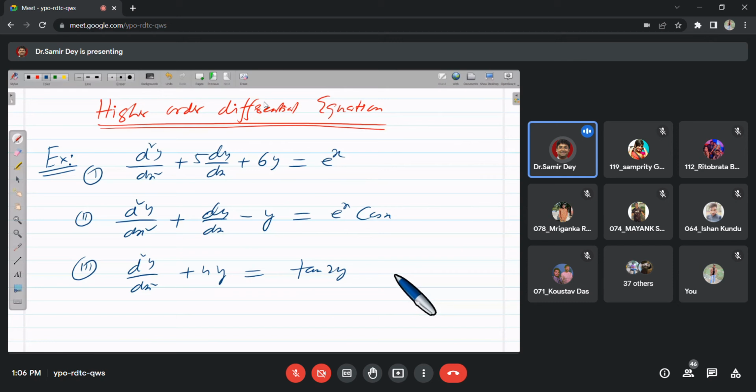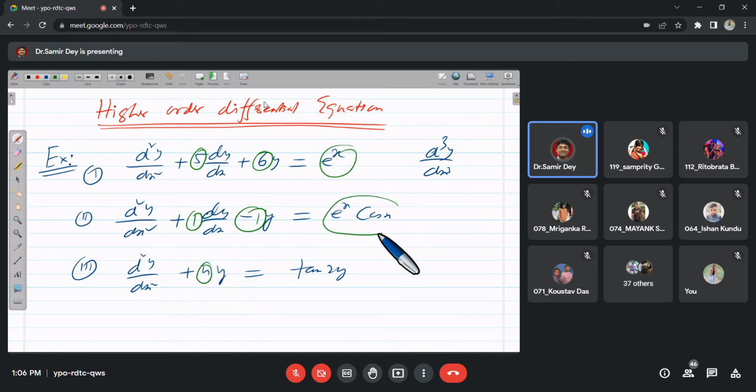Suppose you have a question in your mind: sir, can I get d cube y by dx cube? No, because according to the standard of your syllabus, second order is sufficient. Is it clear? You can see another interesting part. The left hand side part is a little bit the same. Just here I have changed only the numbers, 5, 6. Here it is a 1, here it is a -1, and here dy/dx is free, and here it is y. But you can see the right hand side part is a little bit different.